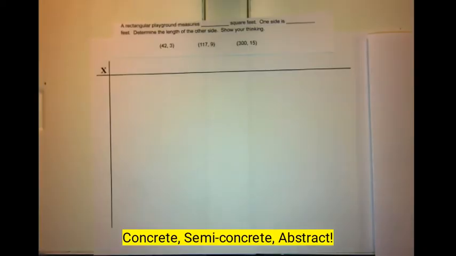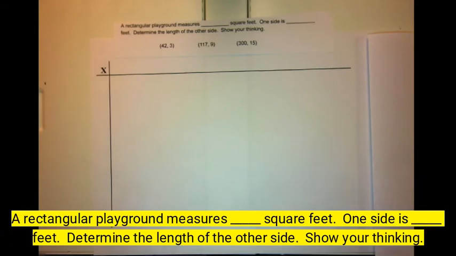So now let's look at the area model for division and develop it from the concrete and semi-concrete, connecting it to the abstract representation as we go. We'll start this one out with a context, just like we did the multiplication. We have a playground again, a rectangular playground, and it measures blank square feet. One side is blank feet. Determine the length of the other side.